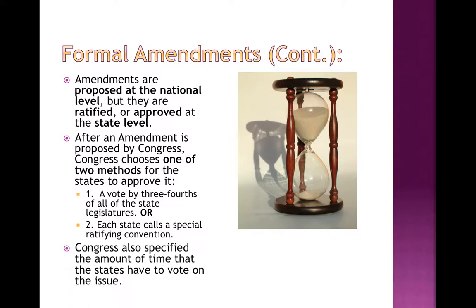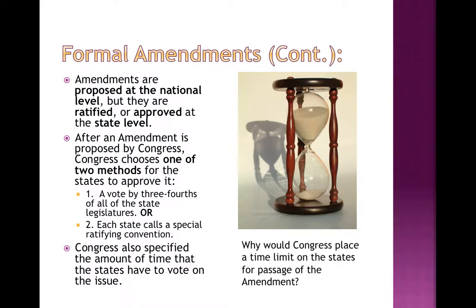Congress also specifies the amount of time that the states have to vote on the issue. Why would Congress do this? Because politicians have a way of putting things off, and if they need a decisive vote, they can put a time limit on it.